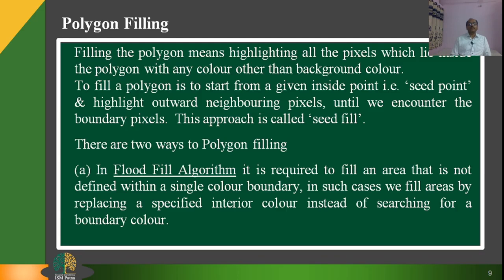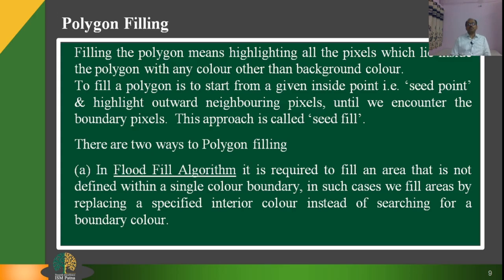So, polygon filling is also done with some assumptions. Filling the polygon means highlighting all the pixels which lie inside the polygon with any color other than background color. Normally background colors are white, but we require some colorful background. So, we fill a polygon surface. To fill a polygon is to start from a given inside point, that is the seed point, the point from where we start filling, and highlight outward neighboring pixels until we encounter the boundary pixels, and this approach is called seed fill.